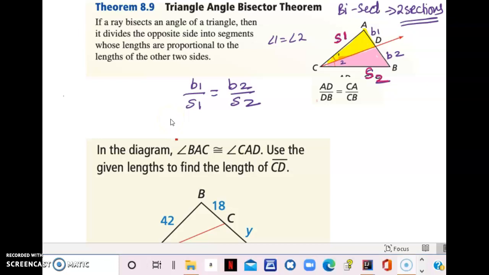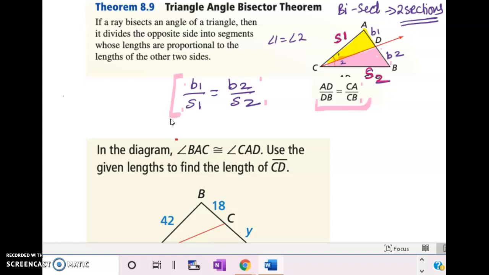And that's what they have written right here. AD, which is nothing but B1 over DB. They have done base 1 over base 2, side 1 over side 2. I have changed it into base 1 over side 1 is equal to base 2 over side 2, because if I write it this way, the chances of errors are a little bit reduced, since we are just talking about one triangle at a time. Let's apply this principle in one of the questions that are given to us.